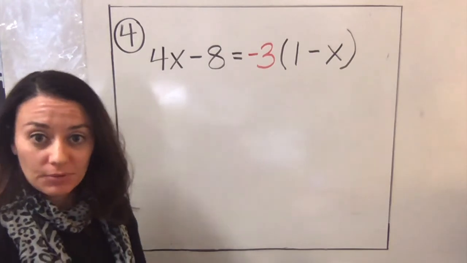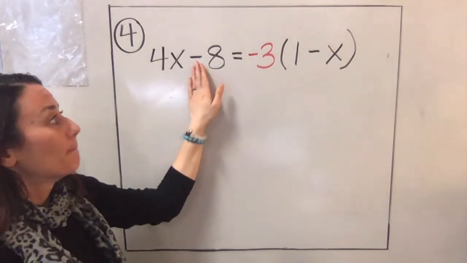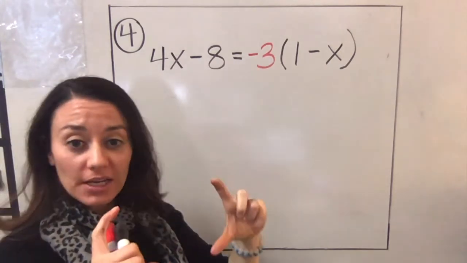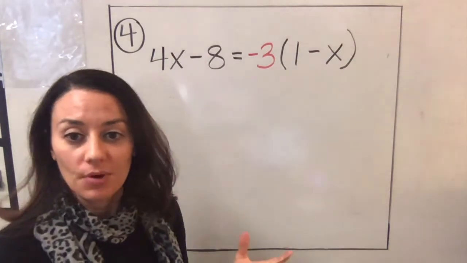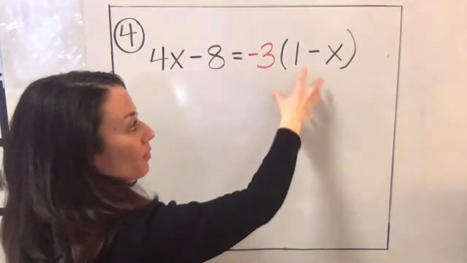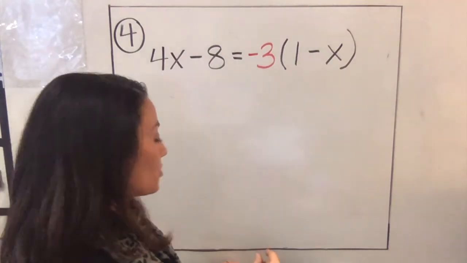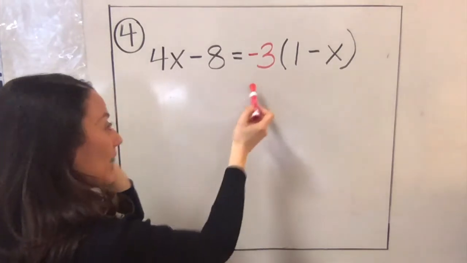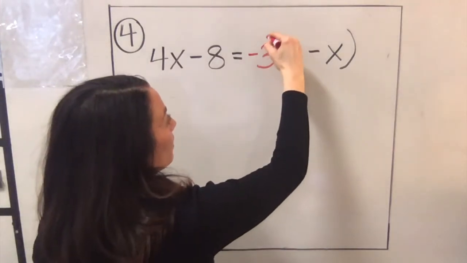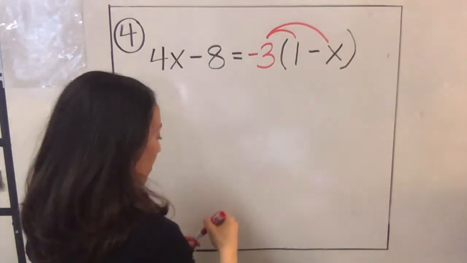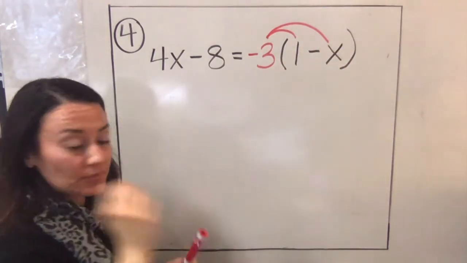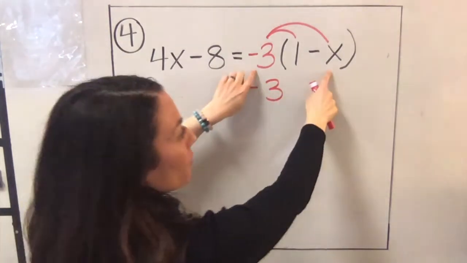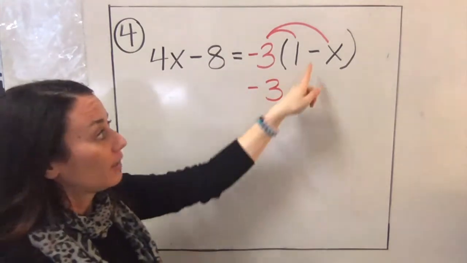Okay, read the last example with me. It says 4x minus 8 equals negative 3 times the quantity of 1 minus x. Okay, so we see parentheses on the right side, so we're going to distribute, multiply. So let's distribute that negative 3, both multiplying by 1 and by negative x. So what's negative 3 times 1? Negative 3 times 1 is just negative 3. Awesome. Now what is negative 3 times, careful, negative x?